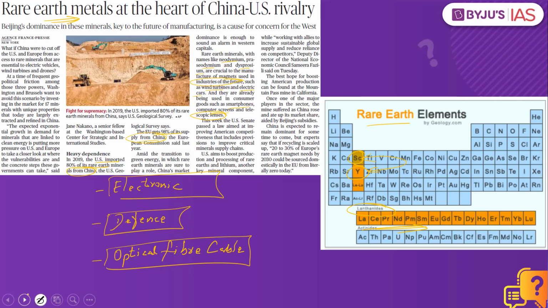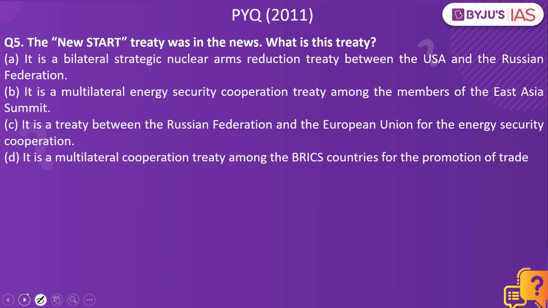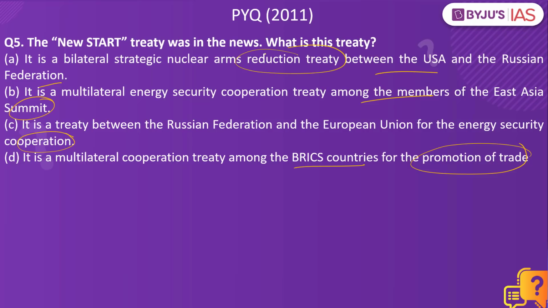Now let's look into the next practice question. The New START treaty was in the news. What is this treaty? It is a bilateral strategic nuclear arms reduction treaty between the USA and Russian Federation. It is a multilateral energy security cooperation treaty among the members of East Asia Summit. It is a treaty between Russian Federation and the European Union for the energy security cooperation. It is a multilateral cooperation treaty among the BRICS countries for the promotion of trade. What defines the New START treaty? The answer to this is it is a bilateral strategic nuclear arms reduction treaty between USA and Russian Federation.